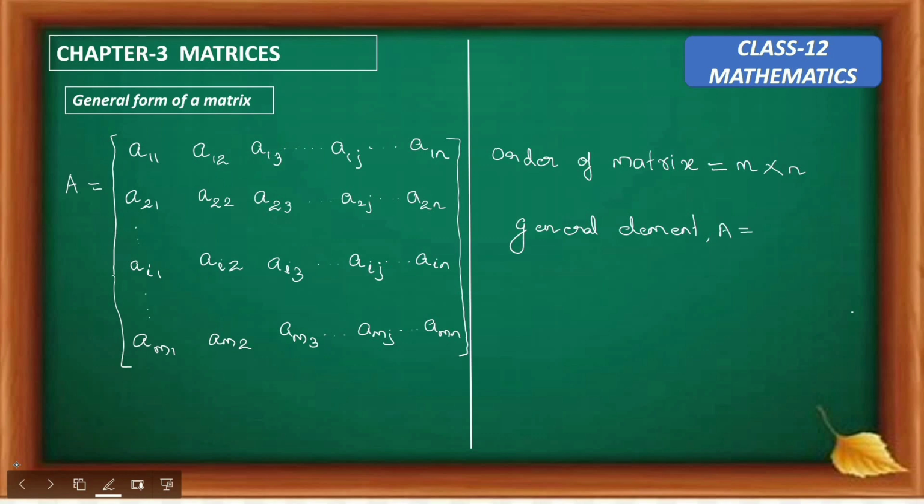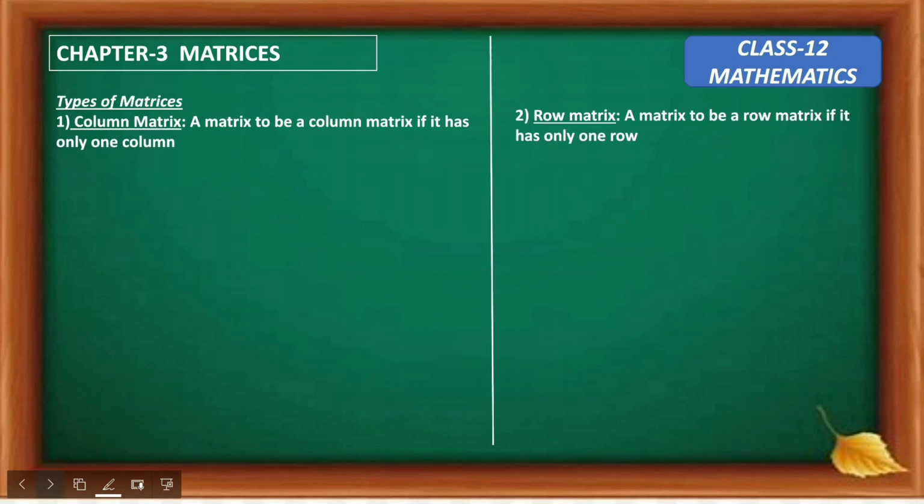From here we can write one general element also. That element is Aij. We will consider a general element Aij. Now we can study different types of matrices. First matrix is the column matrix. What does column matrix mean? A matrix is said to be a column matrix if it has only one column.